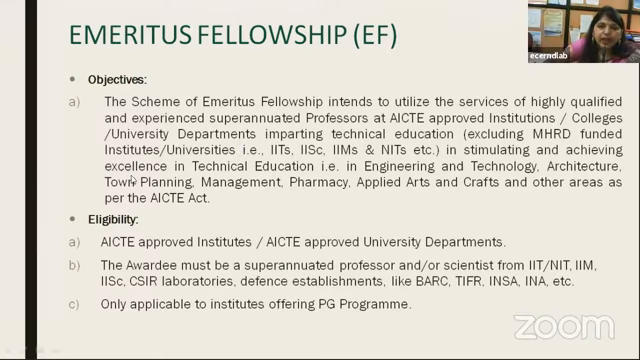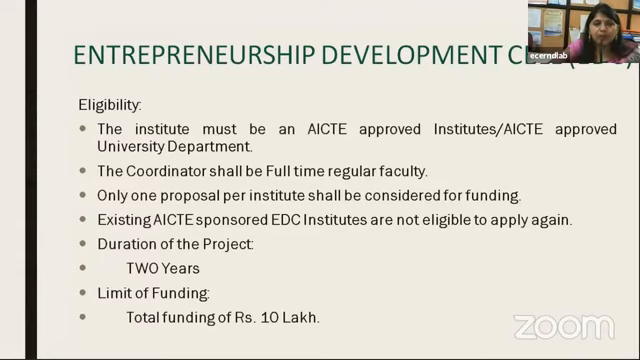Okay, so excluding this, not including, they are telling. Okay, in stimulating and achieving excellence in technical education, that is in engineering and technology, architecture, town planning, any department, you see that, pharmacy, you see arts. So all this we can apply, means we are eligible to apply for Emeritus Fellowship. Eligibility is very nominal. Again, AICTE approved institute, and the awardee must be a superannuated professor and a researcher, and only applicable to institutes offering PG program. Here, a very important thing to understand, PG program should be there. Otherwise, funding is difficult. Many places they are stopping you if PG program is not there.